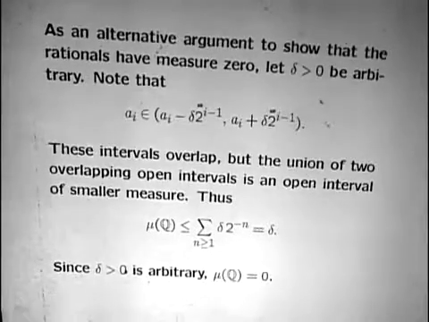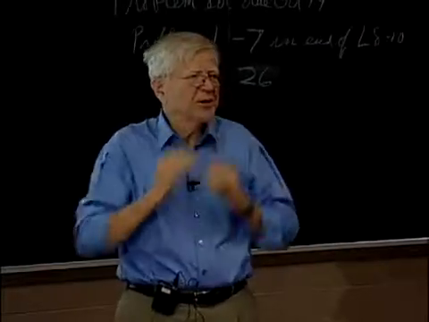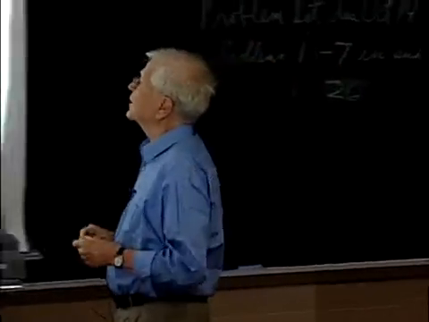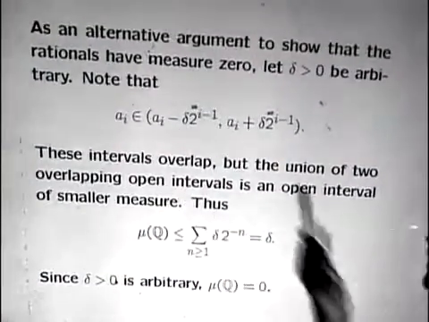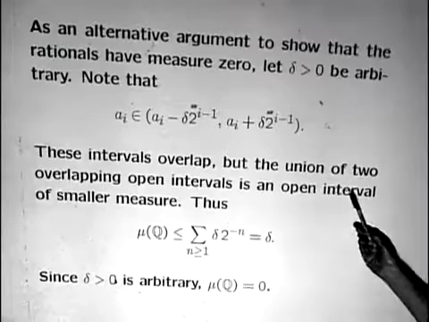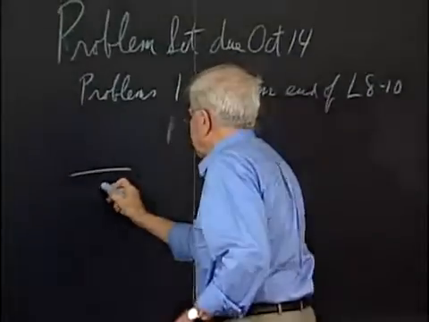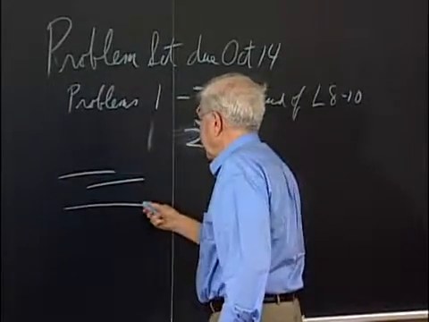In other words, you take 1/2 and you put a pretty big interval around it. You take 1/3, you put a smaller interval around it. 2/3, you put a smaller interval around that, and so forth. Well, these intervals here are going to overlap. But anyway, the union of two overlapping open intervals is an open interval which has a smaller measure than the two of them. In other words, if you take the measure of this, and add it to the measure of this, the union of this and this is just this.